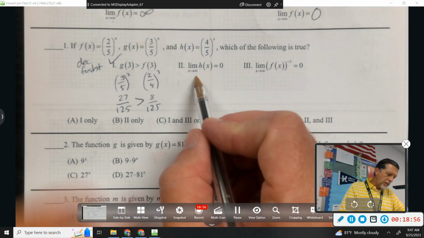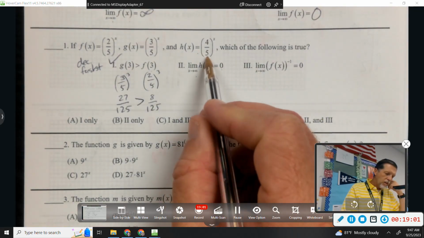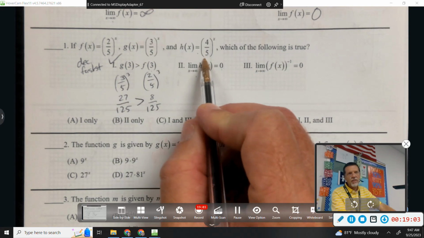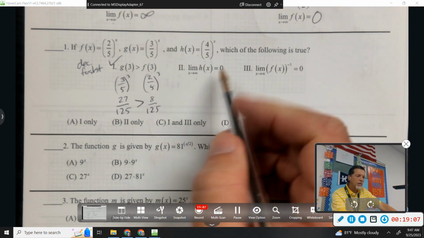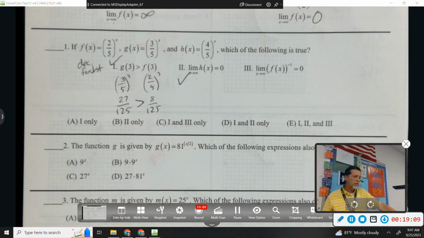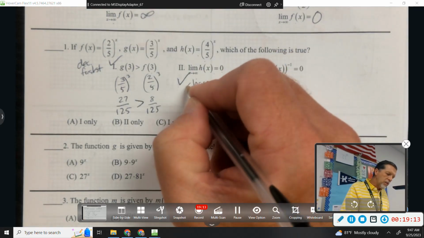Statement 2. The limit as x approaches infinity of h of x equals 0. I'm multiplying by 4/5 a bunch of times, so I'm getting smaller and smaller and smaller, and I'm headed towards 0, because my base is between 0 and 1.